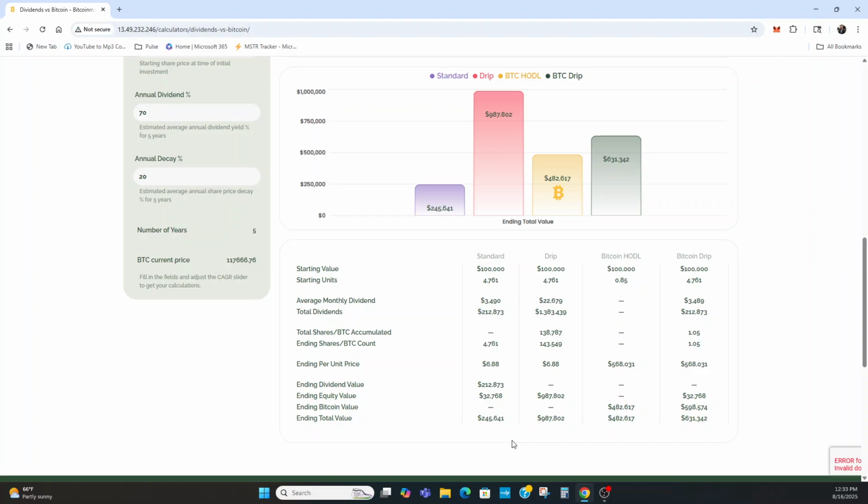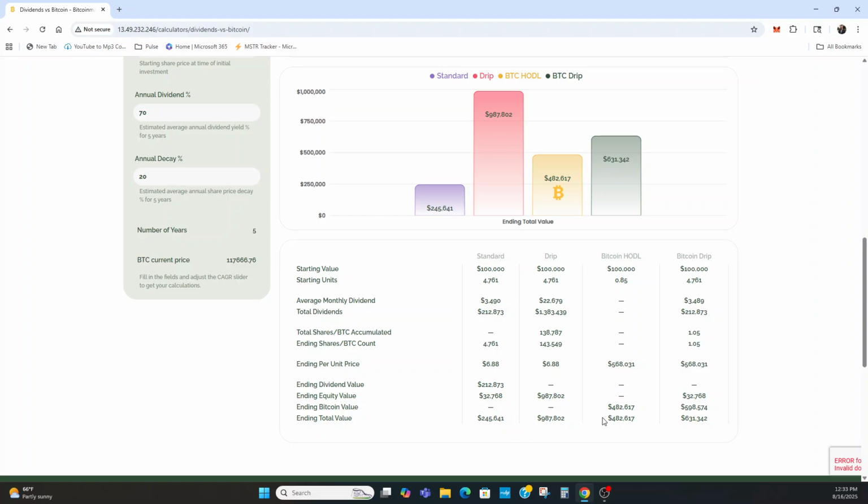Now in the drip scenario, we don't actually have any dividends because we reinvested all of them into more MSTY, but we accumulated so much that our ending equity value of all of our MSTY shares is just under $1 million.